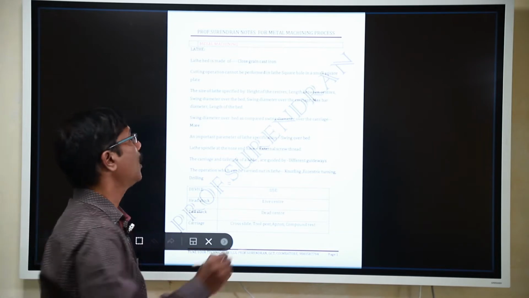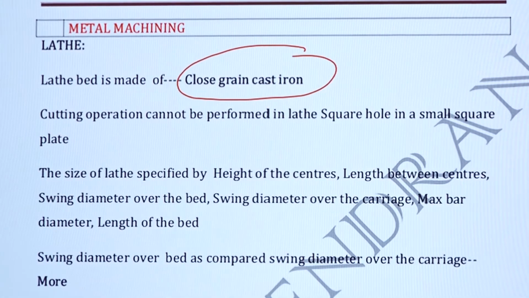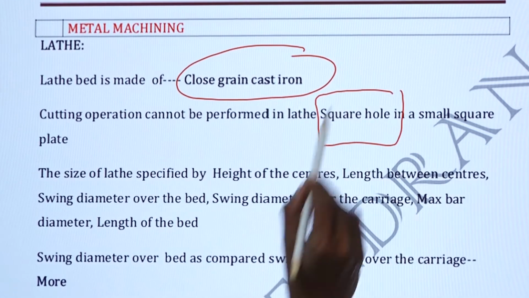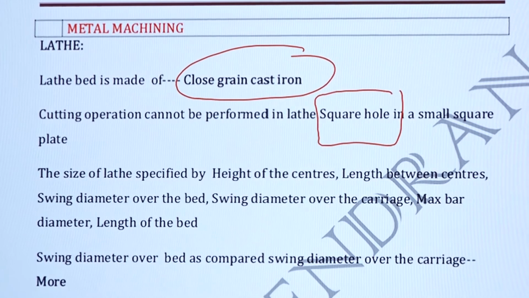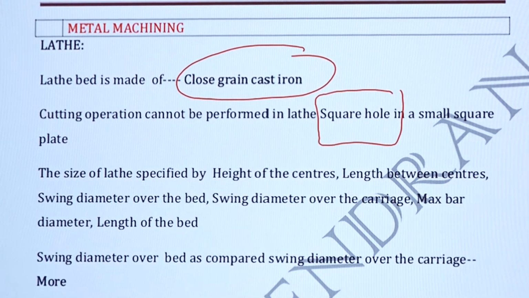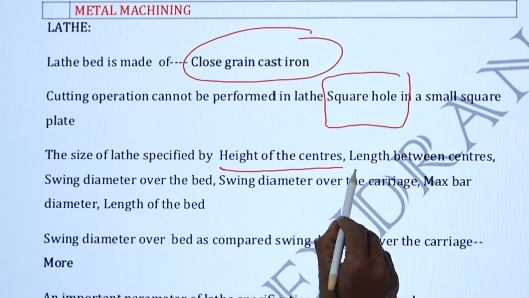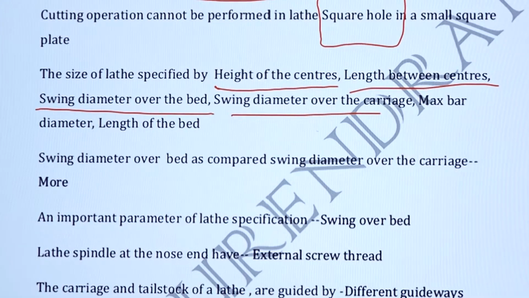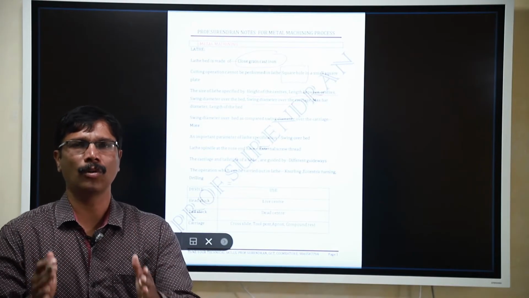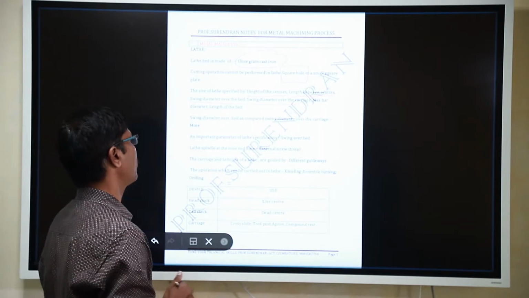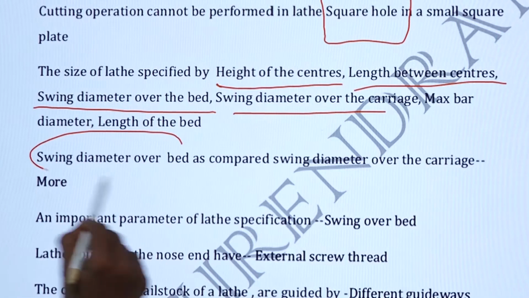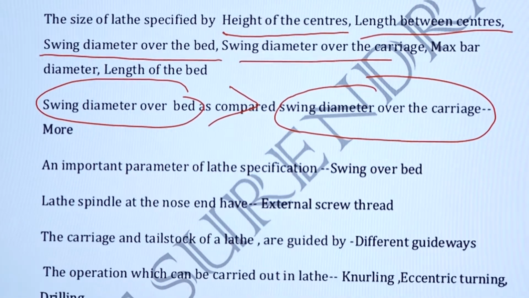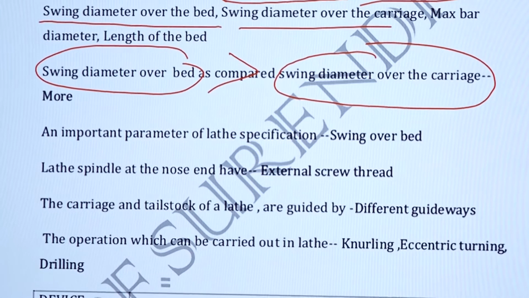Lathe bed is made up of close grain structure cast iron. A cutting operation that cannot be performed in the lathe is a square hole; a square hole cannot be made in the lathe. The size of the lathe is specified by the height of the centers, length between the centers, swing diameter over bed, swing diameter over carriage. These are the things we describe in the lathe specification. Swing diameter over bed is compared to the swing diameter over carriage, and this one is greater. So swing diameter over bed is more compared to that of carriage.